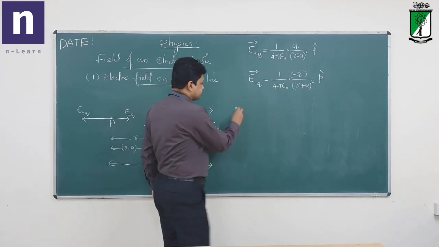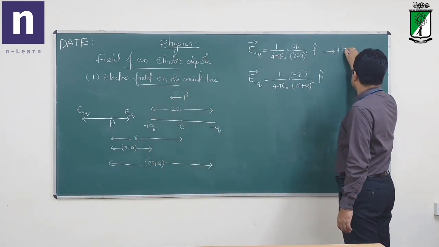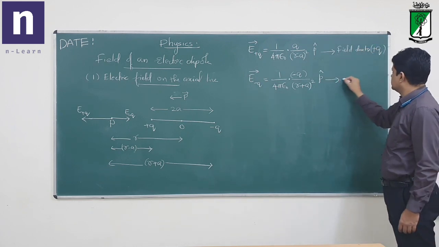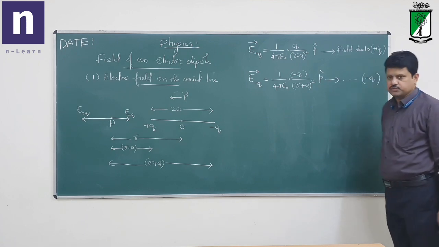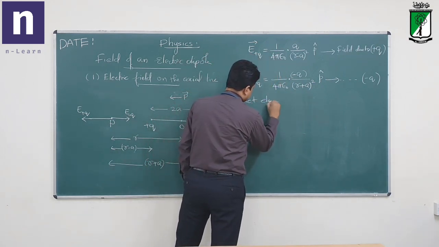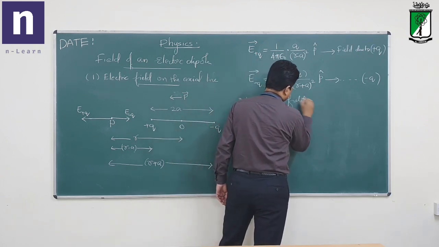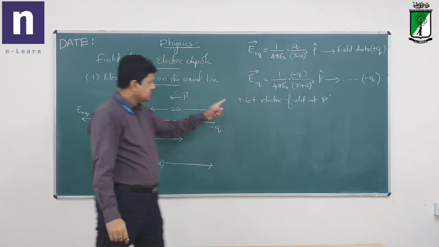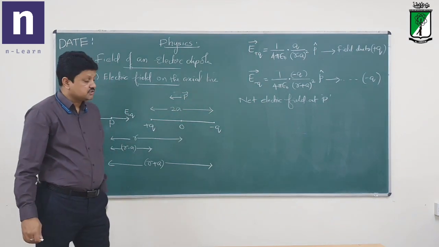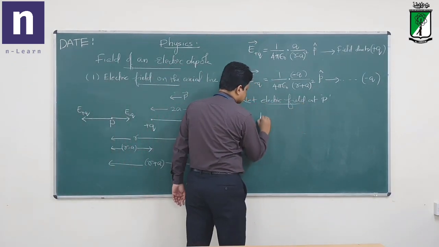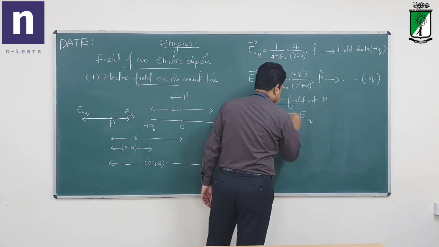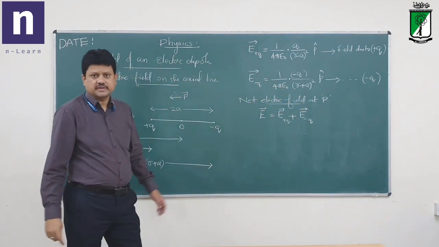Now, what is the net field? This is the field due to plus Q, and this is the field due to minus Q. Now, coming to the net field: the net electric field at point P due to the complete dipole, that is plus Q and minus Q together, is given by E equal to E plus Q plus E minus Q, of course, with the vectors.